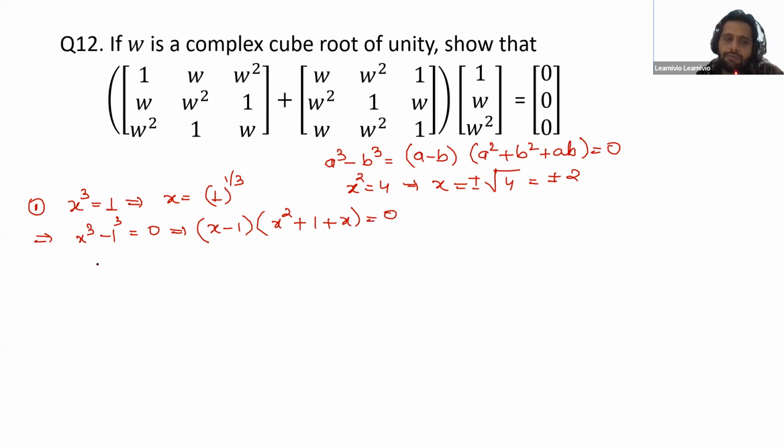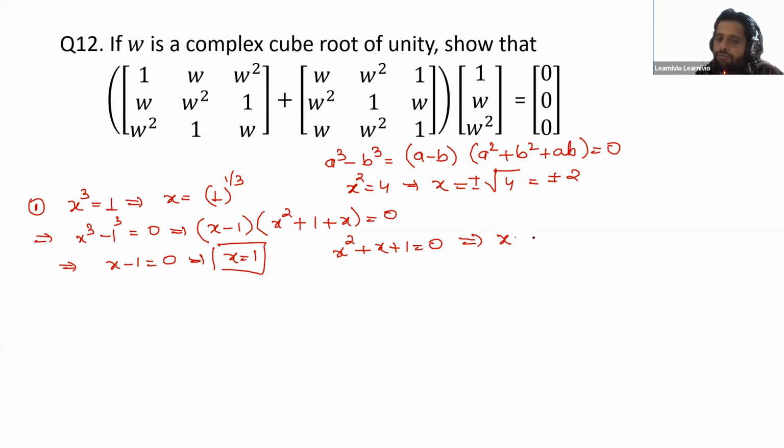Now, either this part is 0 or this one. So that means x minus 1 is equal to 0, which will give us x is equal to 1. And when we equate this one, this is equal to 0. We need to find the value of x. Okay, just put the quadratic formula. Quadratic formula is minus b plus minus under root of b square minus 4ac, by 2a.